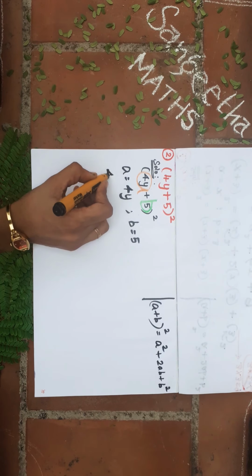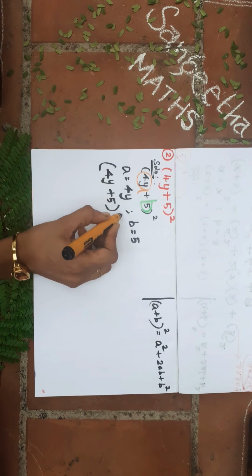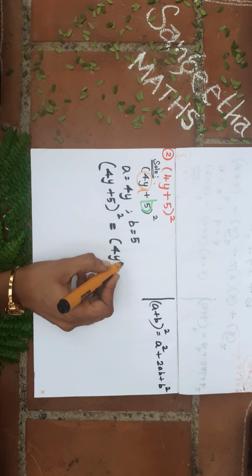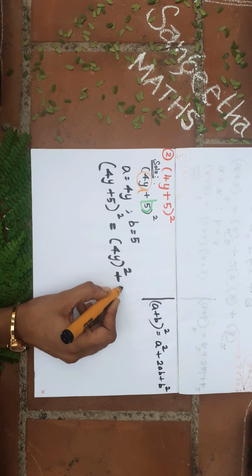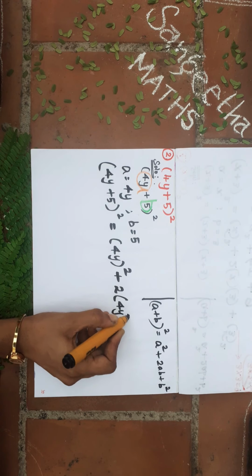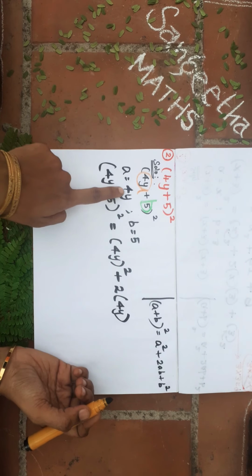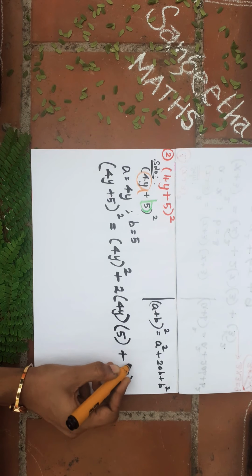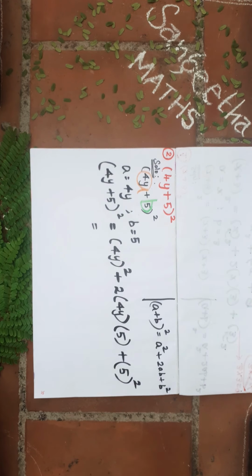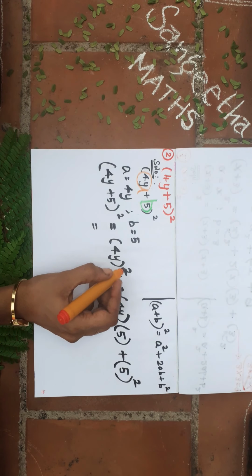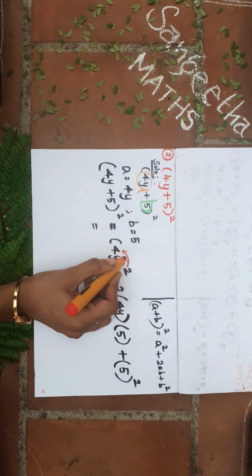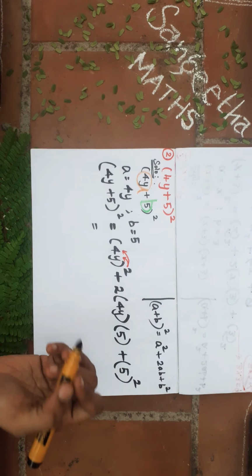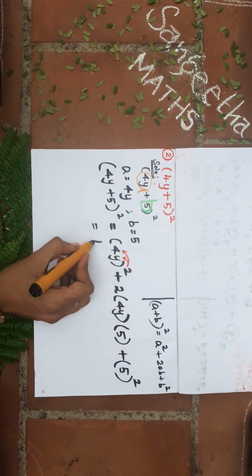Let's start applying. (4y + 5) whole square is equal to, what do I substitute? A square. So it is (4y) whole square plus 2 into 4y. Why 4y? Because in the A place we need to substitute. Then B, 5, plus 5 the whole square. When we do this, you should be very aware that the square belongs to both the number and the variable. So what do you get? What is 4 square? 4 into 4 is 16.